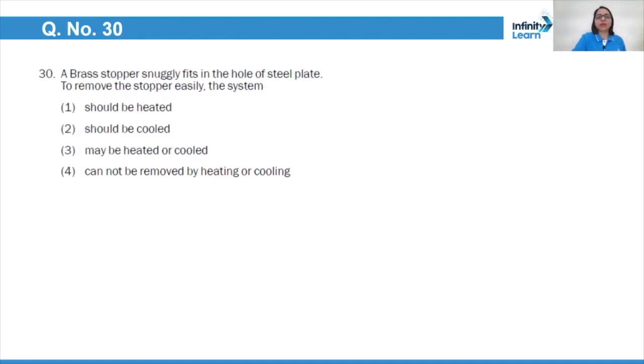Question number 13. A brass stopper snugly fits in the hole of a steel pipe. To remove the stopper easily, the system should be heated, should be cooled, maybe heated or cooled, or cannot be removed by heating or cooling. So we have a steel pipe and we have a brass stopper, and we want to remove the stopper easily. So technically alpha of brass is greater than alpha of steel.